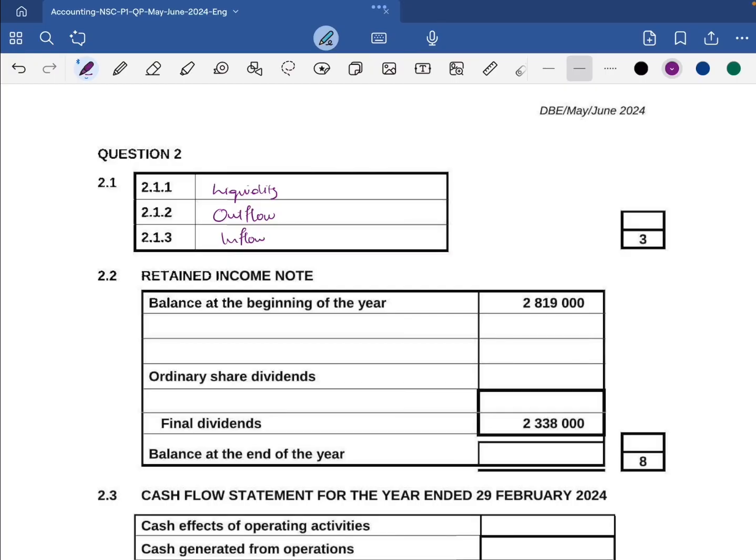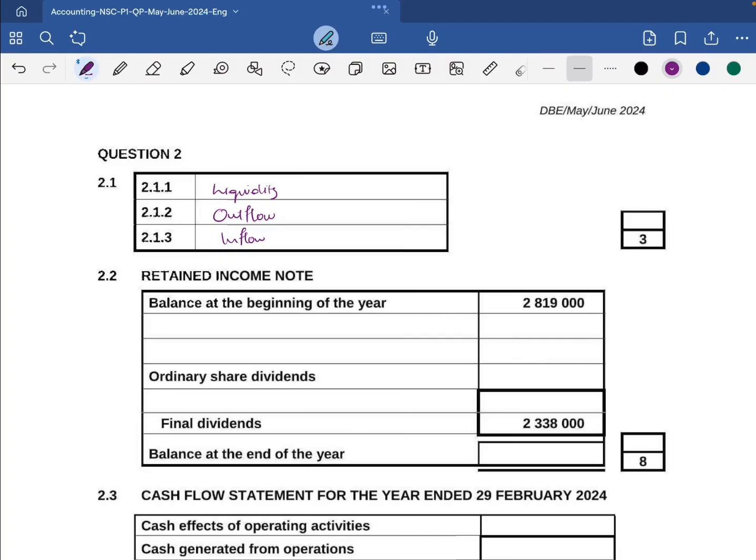And then secondly, what we're going to do is the retained income note. What I like to do with the retained income note is just basically fill in the structure. The retained income note is going to be forever like this. It will not change, not unless the examiner decides to do something different. But as far as I know, the retained income note will always remain like this.